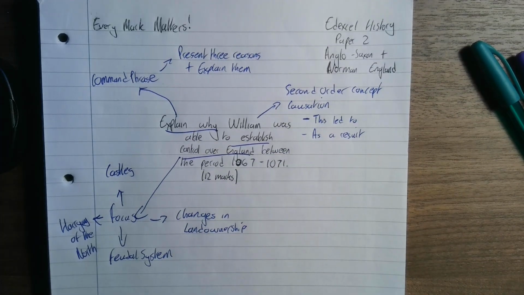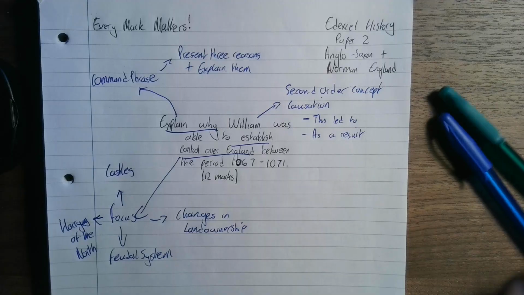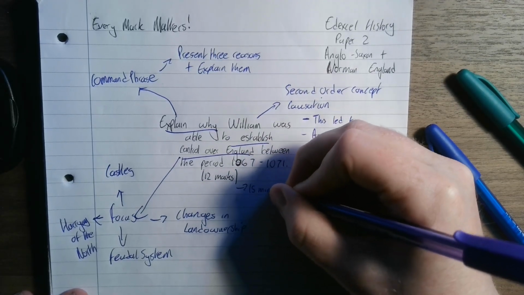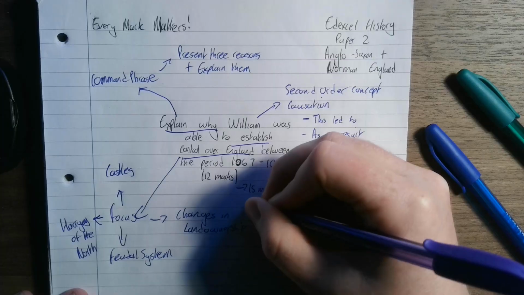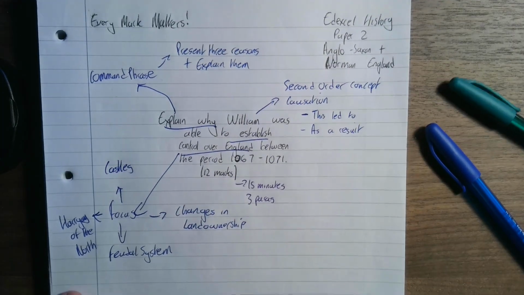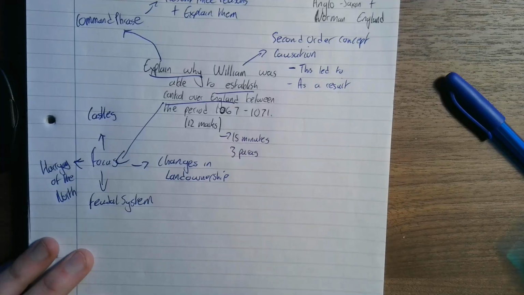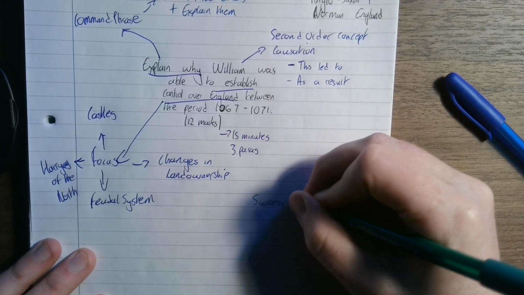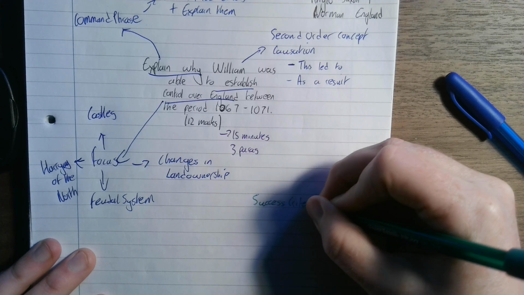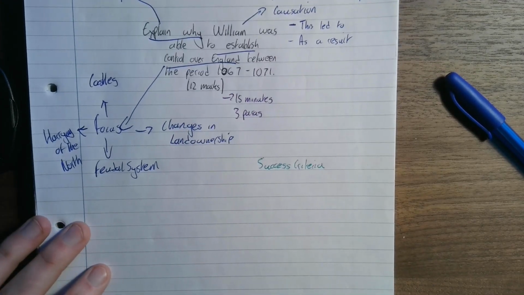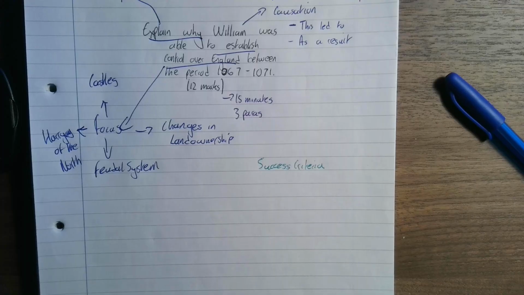Right, so it's a 12-mark question. What you're going to do is you are going to spend 15 minutes writing down 3 paragraphs. Let's have a little look at success criteria. So I'm just going to write that down here. Right. And then finally, so our success criteria, let's have a quick go.